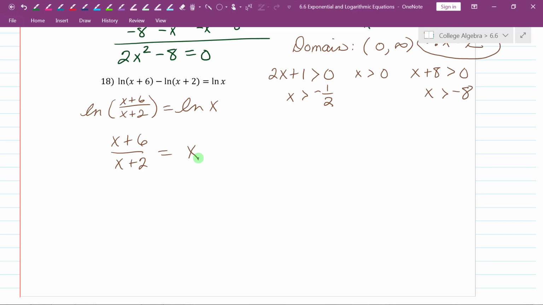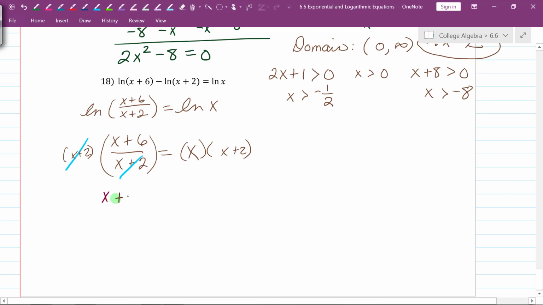Okay, in this case, I'm going to multiply both sides through by x plus 2, because what I do to one side, I have to do to the other side. And those are going to be factored out right there. So on the left-hand side, I have x plus 6 is equal to x times x, x squared, x times 2, 2x.